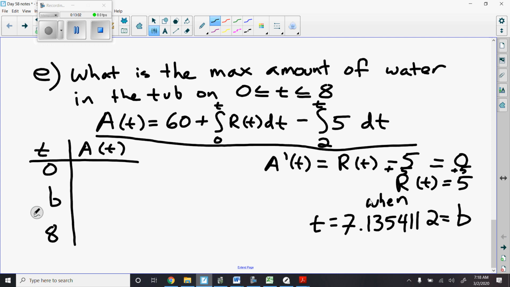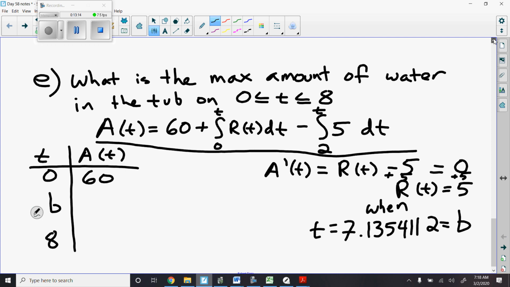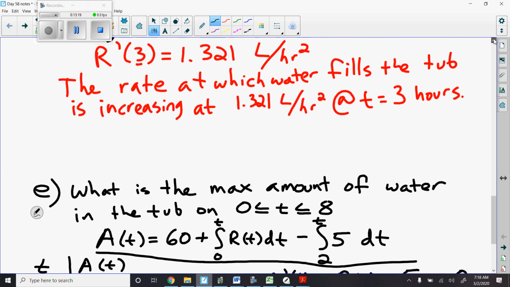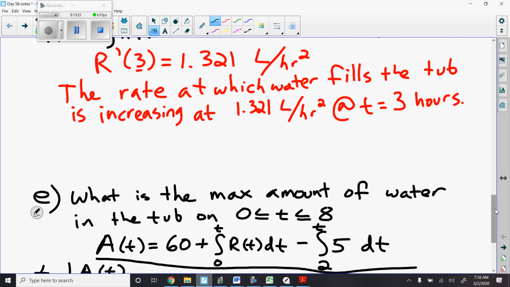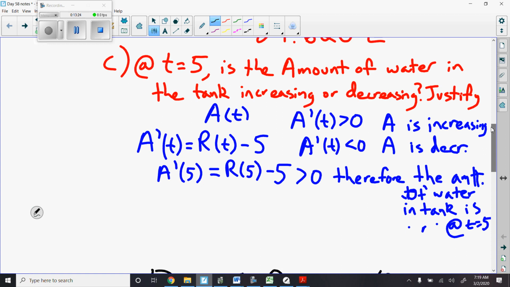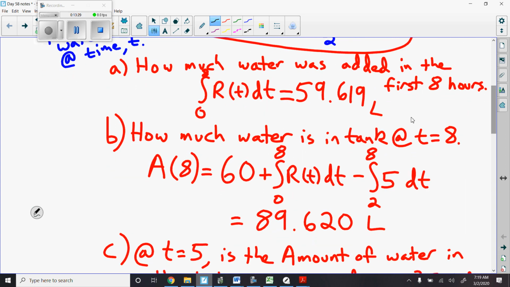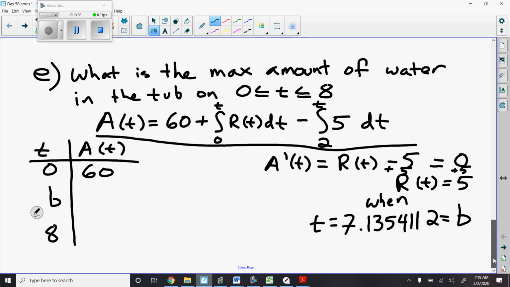Well, the nice thing is I've already done a lot of this work. I know that A of 0 is 60. So that's my initial condition. That was straight up given to me. A of 8, I already asked you that question back up here, so we don't need to solve it again. How much water? See, I already answered that question, and it's 89.620. So I'm going to go ahead and put that in down here, 89.620.